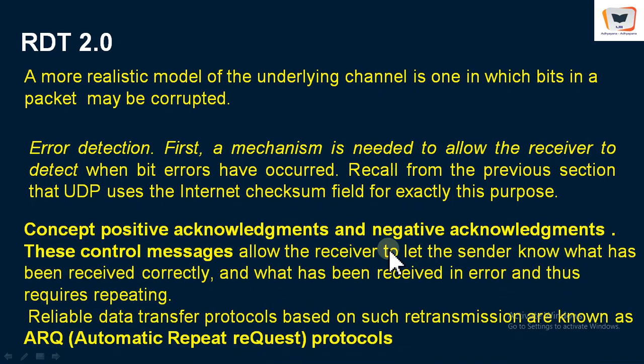The concept of positive acknowledgements and negative acknowledgements was introduced, and this will verify that the packets sent by the sender were received. If it is received correctly without any errors, the receiver would send a positive acknowledgement, simply called ACK. Otherwise, the receiver would send a negative acknowledgement. Reliable data transfer protocols based on such retransmissions are known as automatic repeat request protocols. That is, if the sender receives a NAK, that is a negative acknowledgement, the sender would retransmit the packet again. Therefore, RDT 2.0 and the protocols thereafter were called automatic repeat request protocols, and succinctly ARQ protocols.